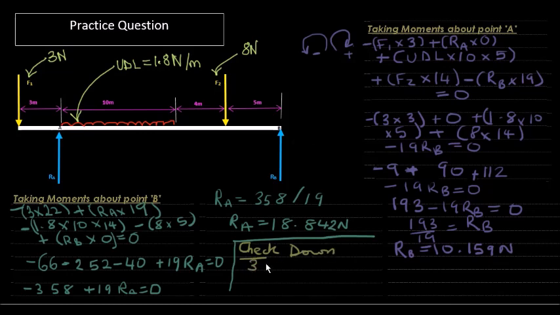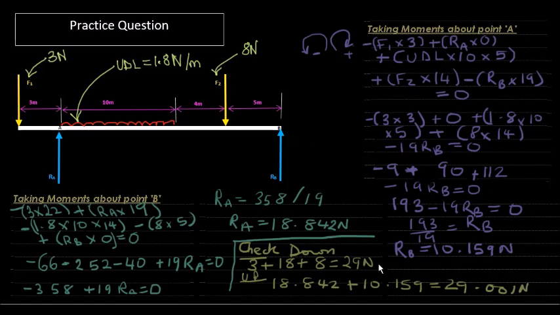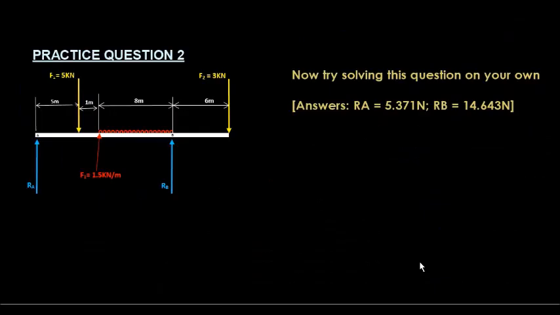Now once again we're doing our check. All the forces pushing down, F1 plus the converted UDL, the UDL times the distance, plus F2, that'll be 3. The UDL times 10 is going to be 18, and F2 is 8. If we add those together, we get 29. Similarly, if we look at all the forces pushing it up, RA plus RB, RA is 18.842 and RB is 10.159. If you add those two numbers together, you get 29.001. They're very, very close. That is enough. That's a good check.